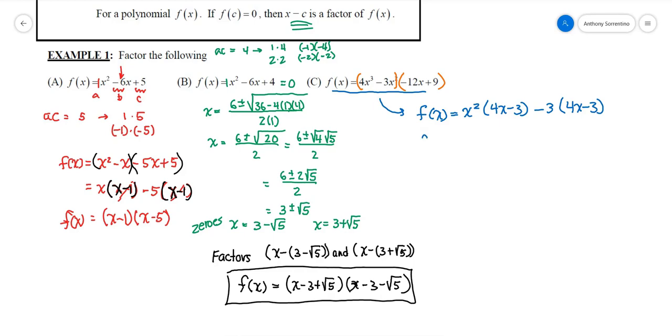So as a result, f of x can be rewritten as 4x minus 3 times x squared minus 3. Now that's factored, and if it's factored into linears and quadratics, we're typically happy. But if we wanted to factor this even further, I could say, okay, well, with this information and set this equal to 0, I can find the zeros.